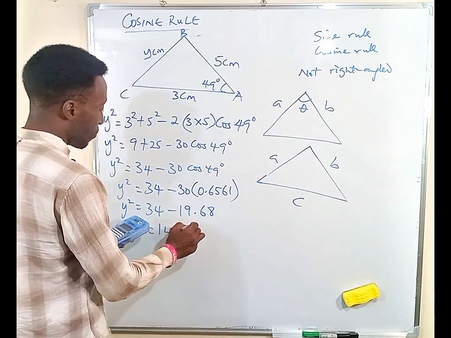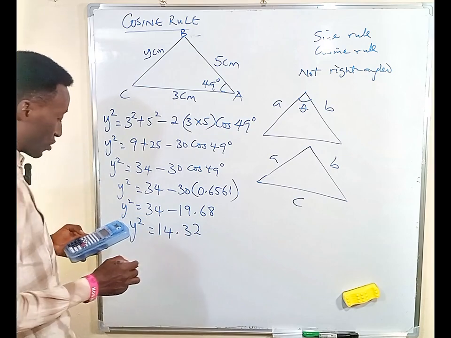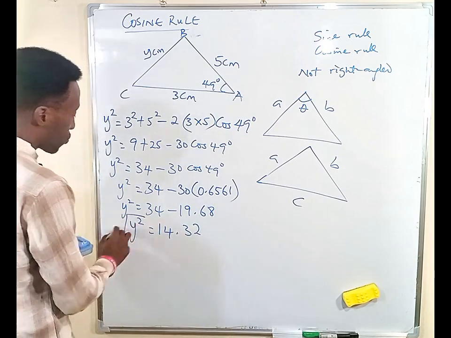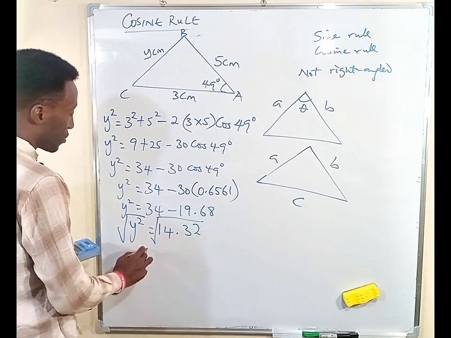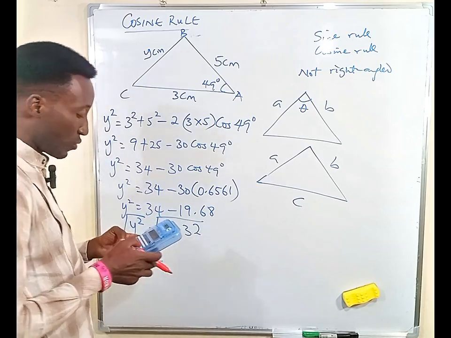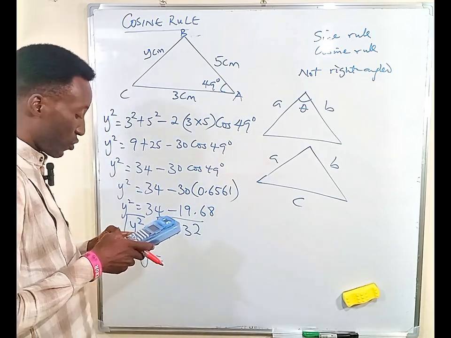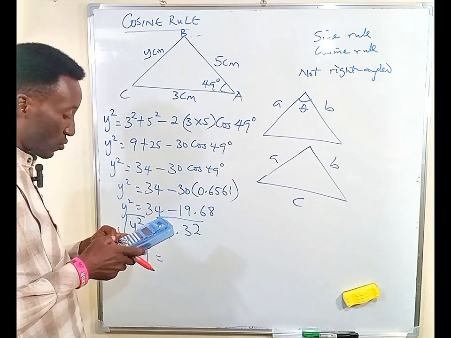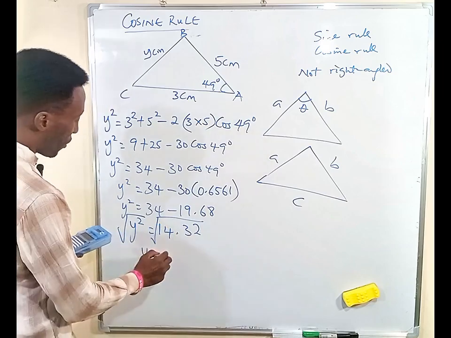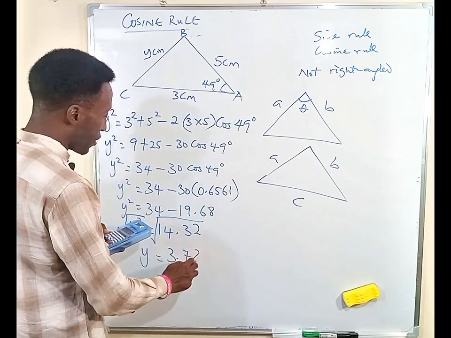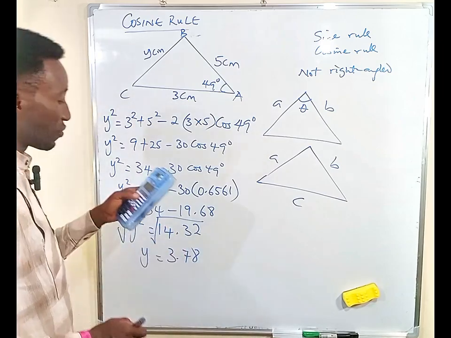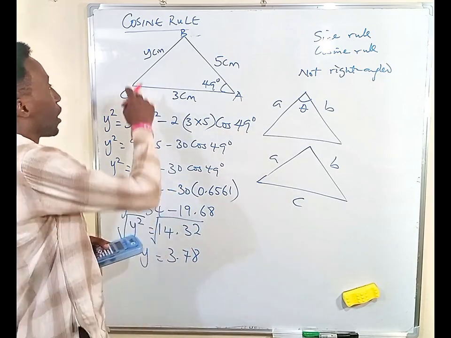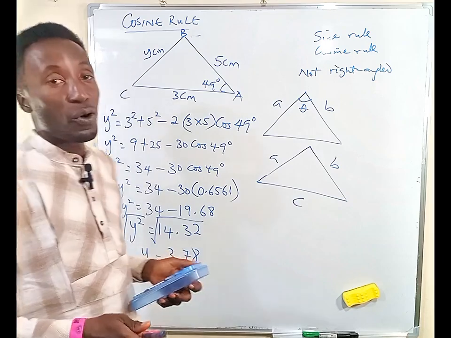Then y square is equal to, subtracting that from 34, 14.32. Then I'll find the square root of it. So we have the square root of 14.32. So at the end of the day, the value of y is 3.78. So I have this y to become what? 3.78.